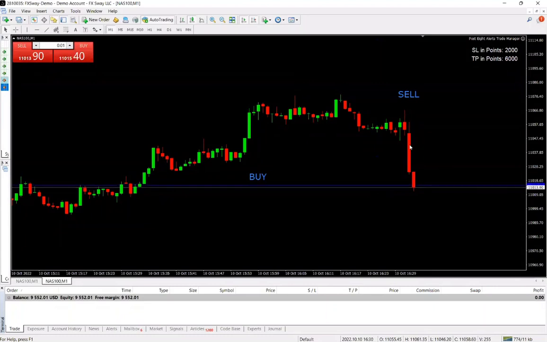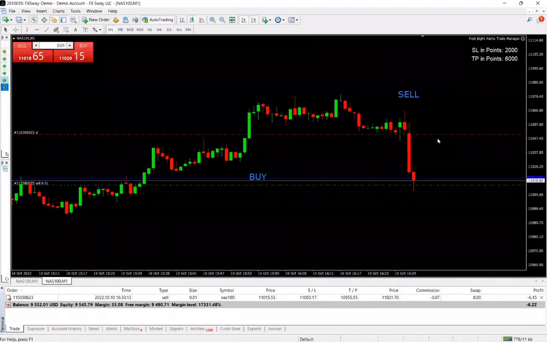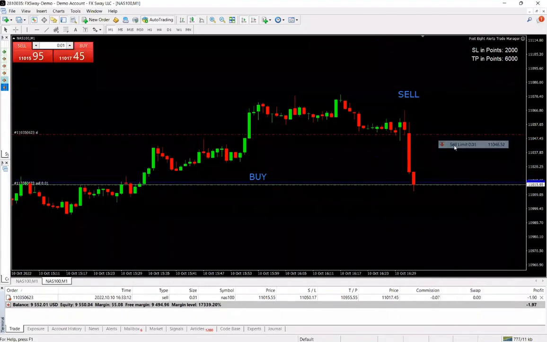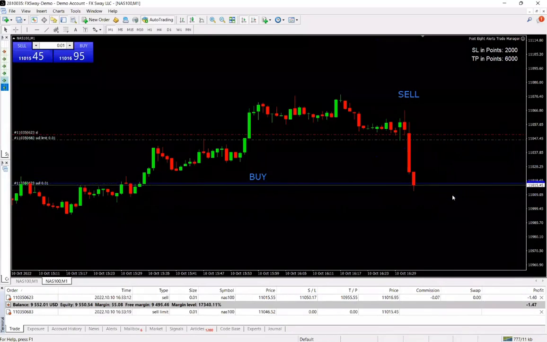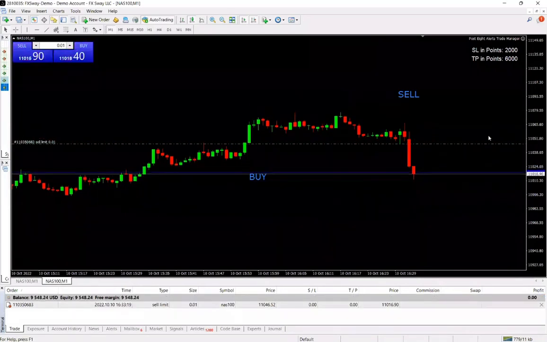So what I'm going to do is put a limit order. I'm going to put a sell here, and I'm going to put a sell limit right here. Right there. I'll close this out. And I still got my sell limit sitting right there.